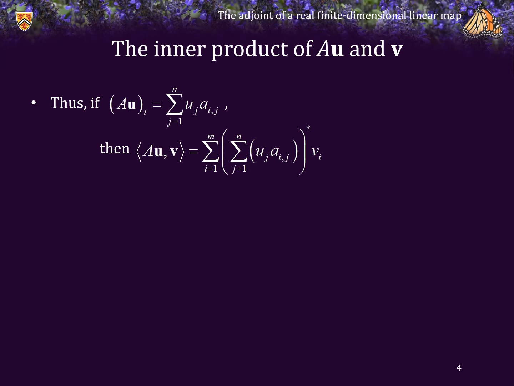Now, notice that we are taking the complex conjugate of a sum. Well, the complex conjugate of a sum is the sum of the complex conjugates, and the conjugate of a product is the product of the conjugates. So, we can bring in the conjugate, but not only that, we can also bring in the constant v sub i. I say it's constant because it's constant with respect to the inner sum, which is summing over j.